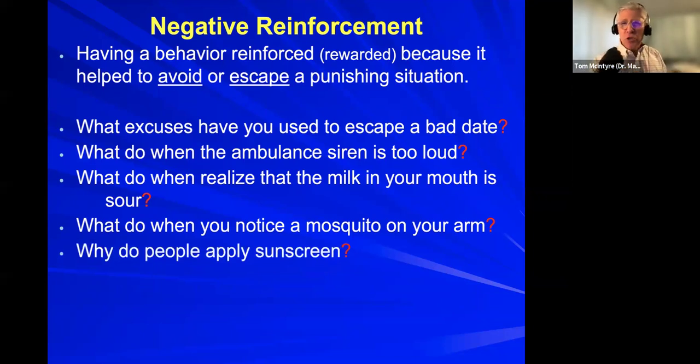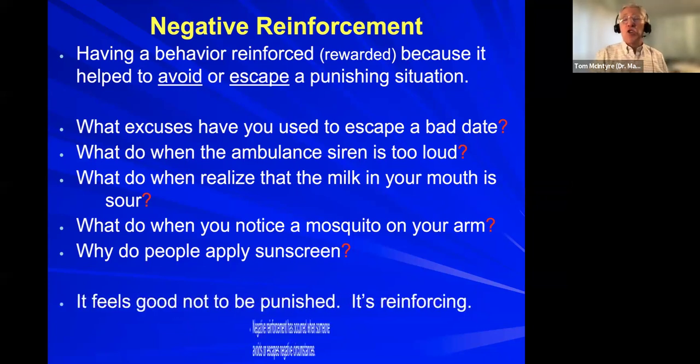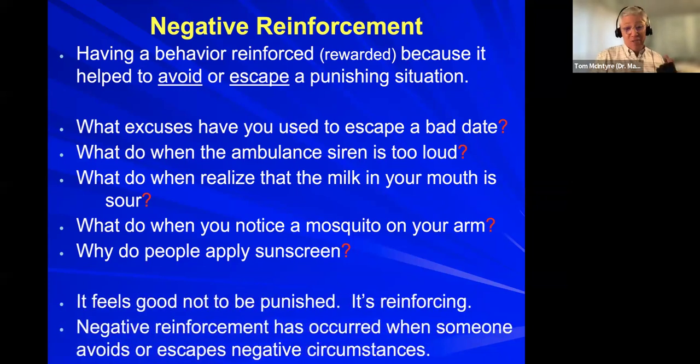Why do we use sunscreen? If you do, to avoid the aging effects of the sun, to avoid sunburn. If it works, you avoid the sunburn, you have been negatively reinforced. You have escaped a negative situation. Yes, it feels good not to be punished. It feels reinforcing.